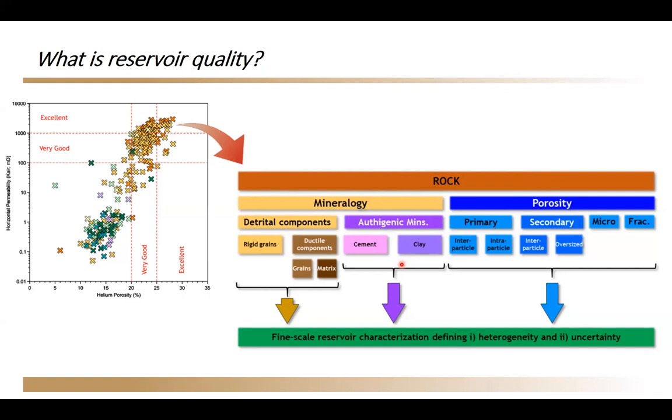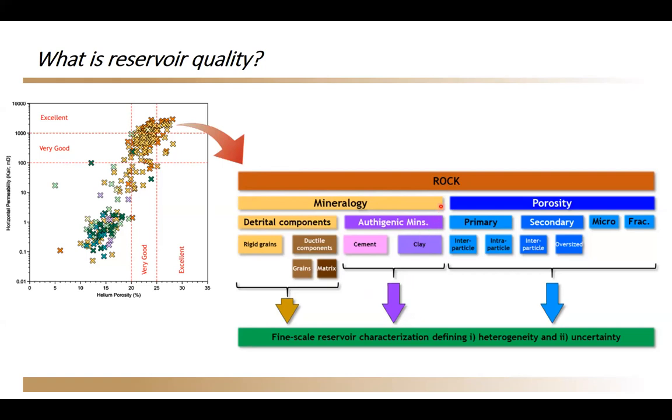We know that the porosity is the pore between the grain, and the permeability is the ability of the rock to conduct this fluid. If we don't make a deep investigation of the grain size, the depositional characteristics, and the diagenetic characteristics, we will miss many parts of the reservoir characterization. This is the fine scale reservoir characterization that figures out the reservoir heterogeneity, the reservoir uncertainty, and by the way, the reservoir predictability. So I need to understand what the reservoir quality is and what the factors controlling it are.